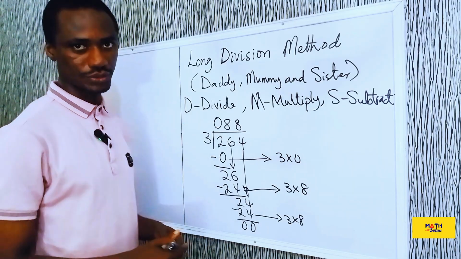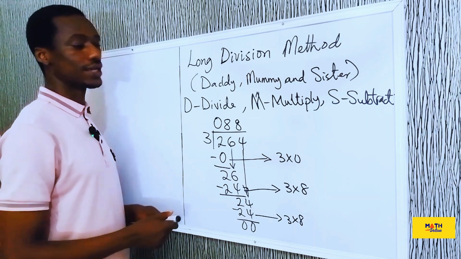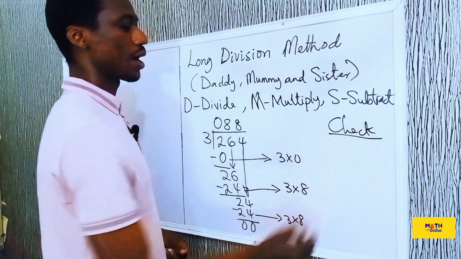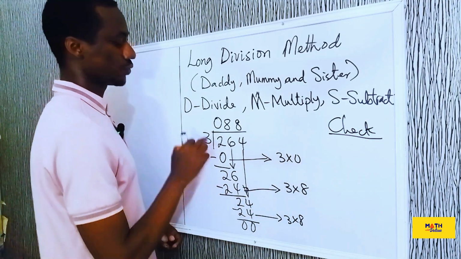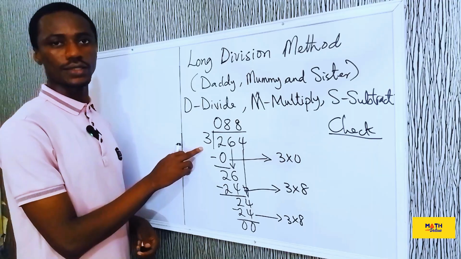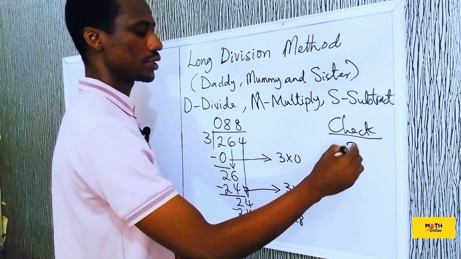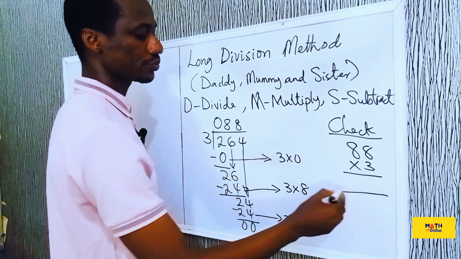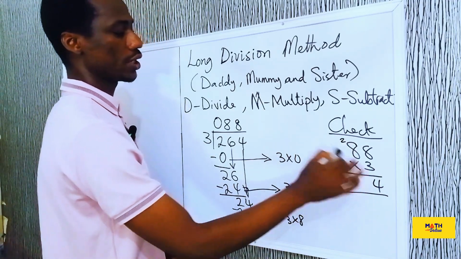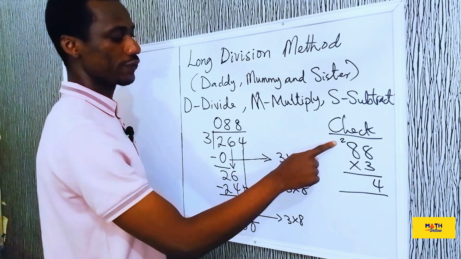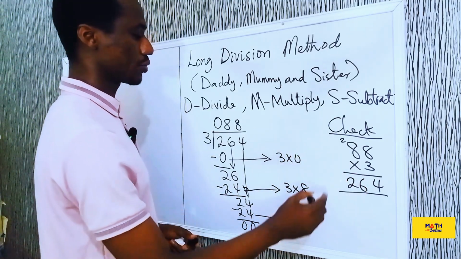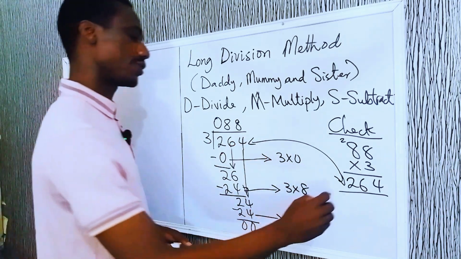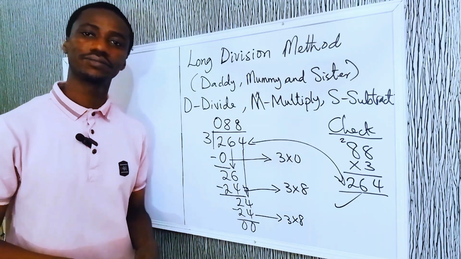This is where Brother comes in. Our big brother will help us check if our answer is correct. So Brother, check. To check, we multiply the answer by the divisor. So we're doing 88 times 3. 3 times 8 is 24. Write 4, carry 2. And 3 times 8 is another 24. 24 plus 2 is 26. Are we correct? Let's see if they're the same. 264, 264. Done.